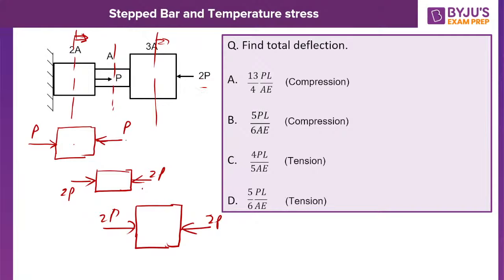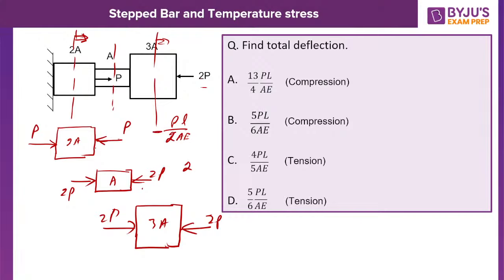Now the individual deformation, if you find it out, this length has not been given, so you consider all the blocks have the same length, only the cross-sectional areas are different for each one. So PL by A, if you do here, this is 2A cross-section, here A is the cross-section, here 3A is the cross-section. So the individual deformation here is PL by AE, that is 2AE. Then for this one, it is 2PL by AE, and of course all of them are negative.